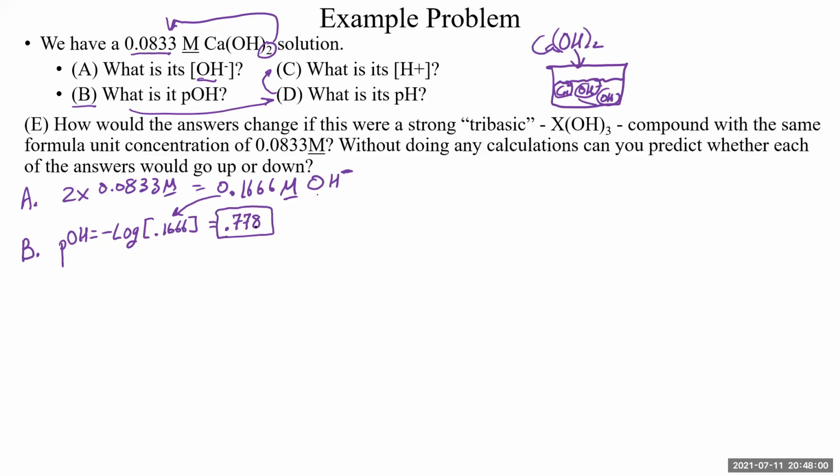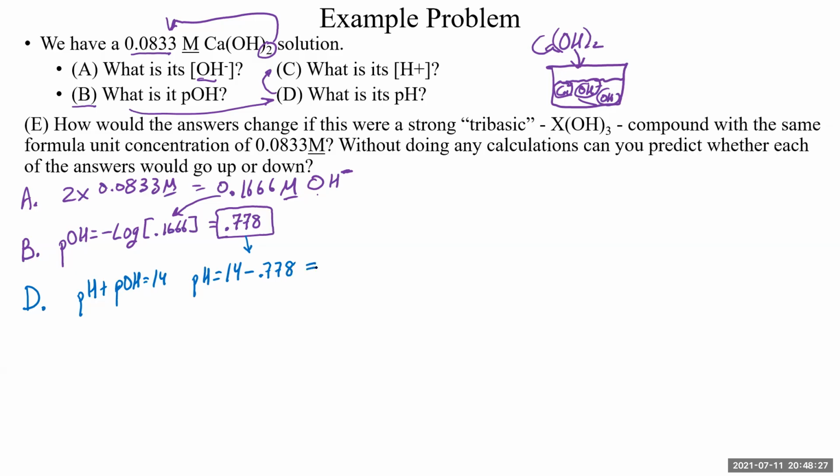Okay, next I'm going to jump to D. You don't have to do these problems in order. So I'm going to jump to D first. Why? Because it's so easy. pH plus pOH equals 14. pH, therefore, equals 14 minus our pOH. Well, we just figured that out, didn't we? Isn't it nice how these all work together?